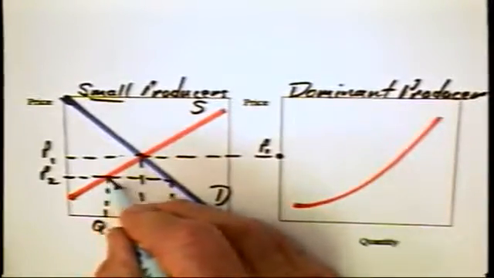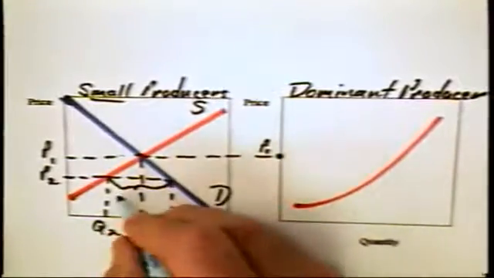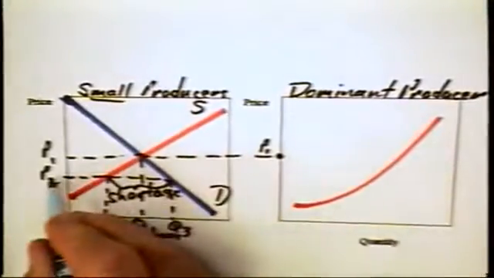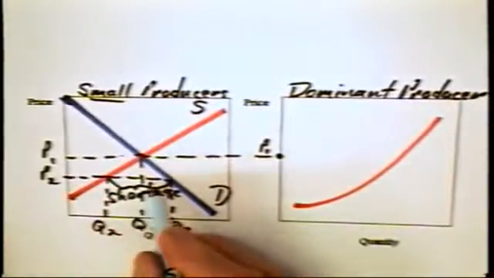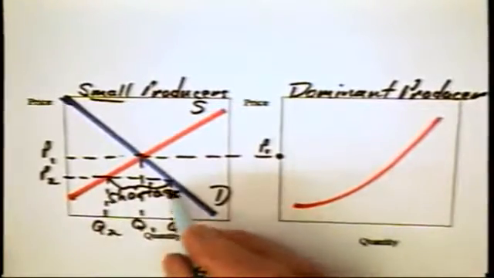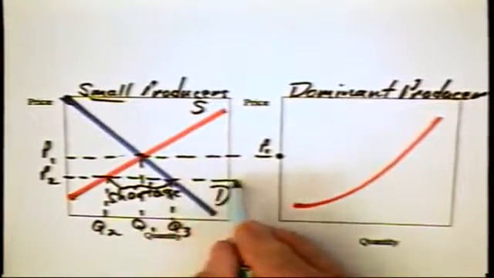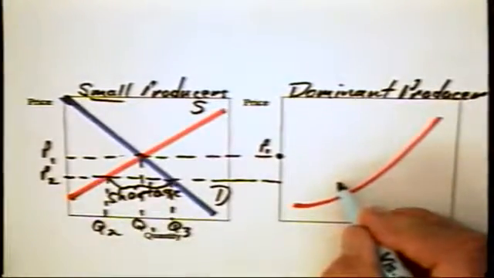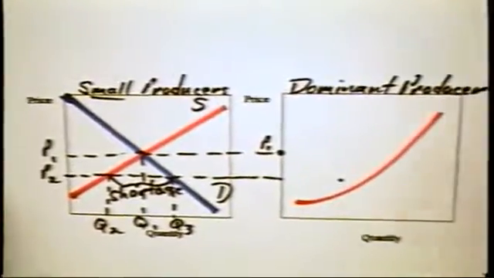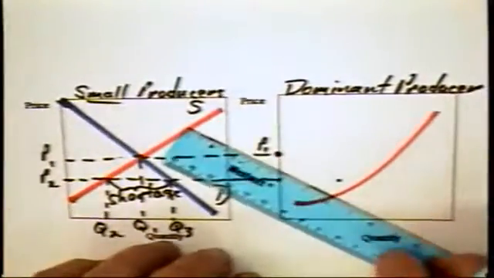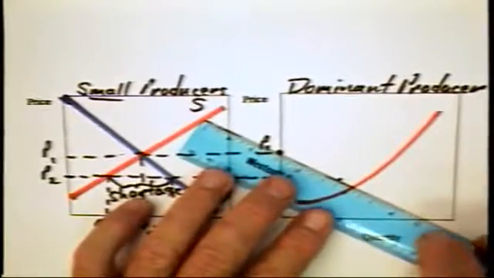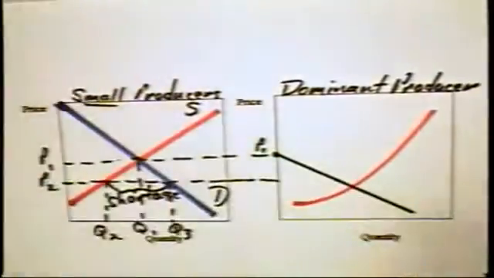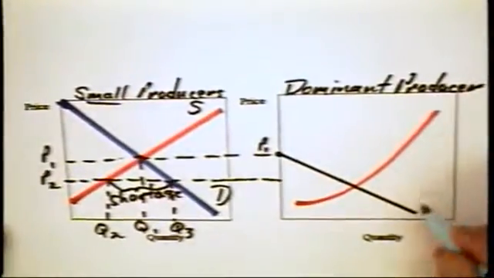Now this means that the dominant producer can satisfy this shortage over here. Or to put it another way, at a price of P2, the quantity demanded from the dominant producer will be Q3 minus Q2. We plot this horizontal distance here, which is about right there. Now these two points, P1 and this other lower point, give us the dominant producer's demand curve, which we can draw in like this. That's the demand it's going to face.